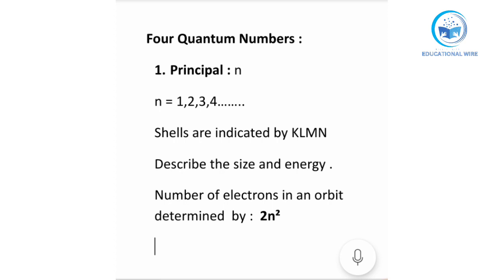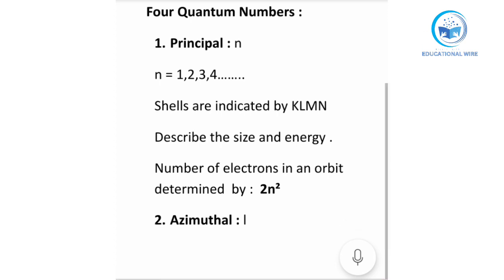Let's move further. We are having the azimuthal quantum number. The second quantum number is called the azimuthal quantum number, and it is represented by small l.